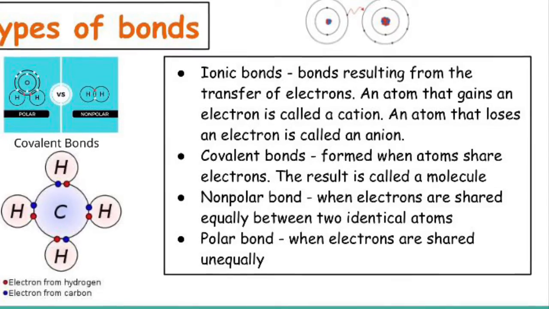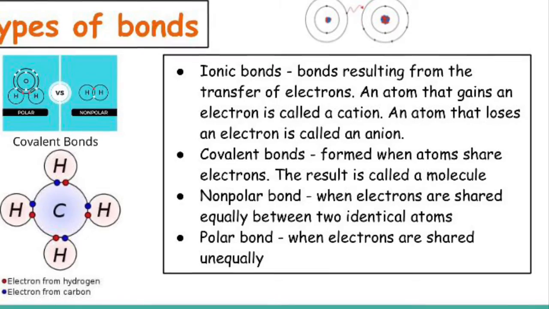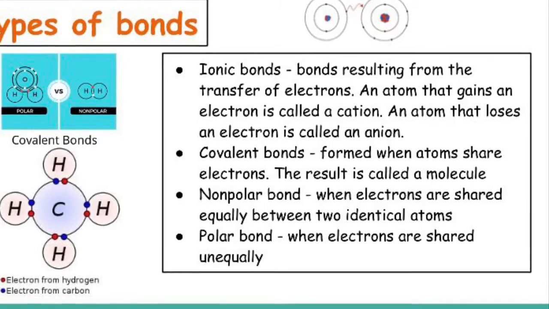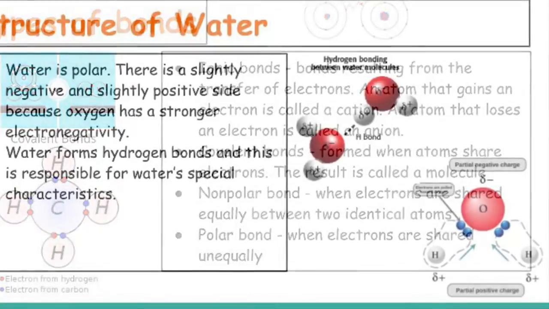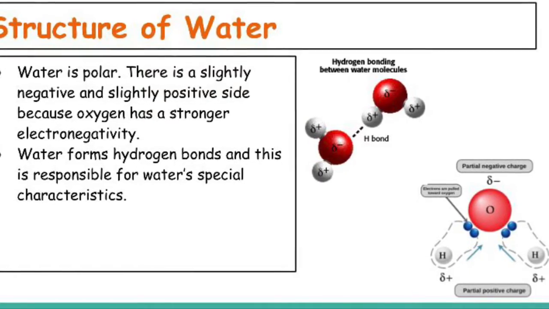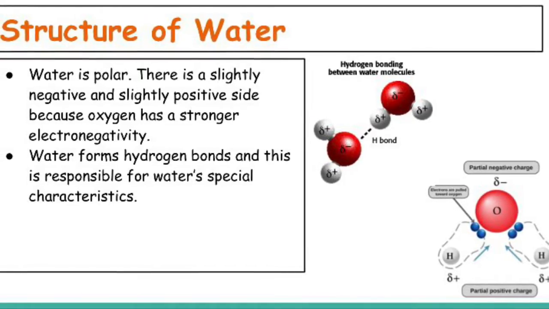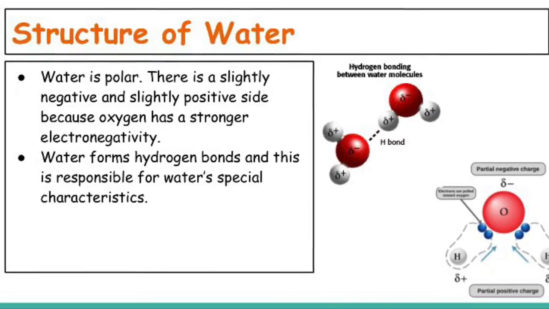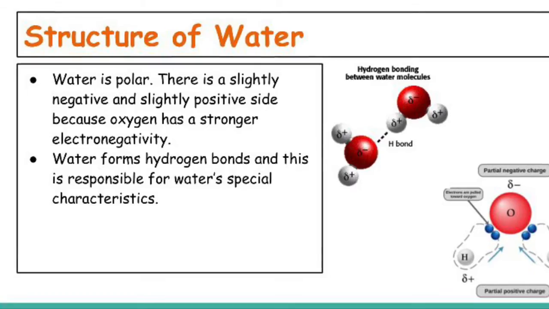As you can see in the blue picture, the polar molecule is uneven because it has 2 hydrogens and 1 oxygen, while the nonpolar bond is split evenly with 1 hydrogen on the left and 1 hydrogen on the right. Water is a very important molecule, and many processes rely on its structure. First of all, water is polar. That means there is a slightly negative and slightly positive side because oxygen has a stronger electronegativity. Water forms hydrogen bonds, and this is responsible for water's special characteristics.